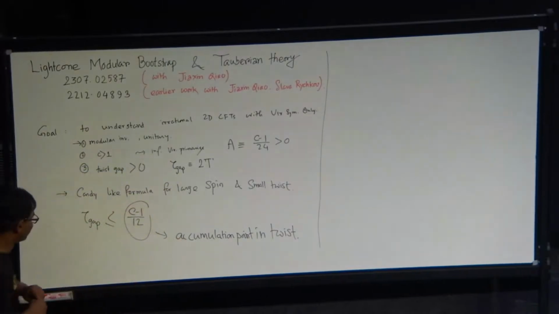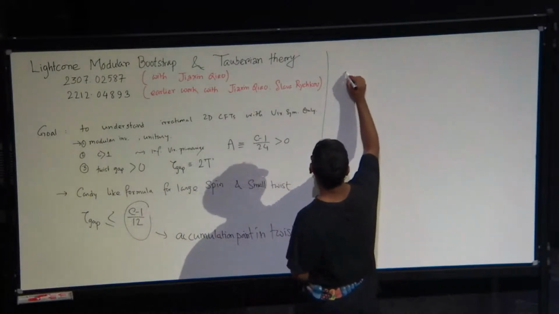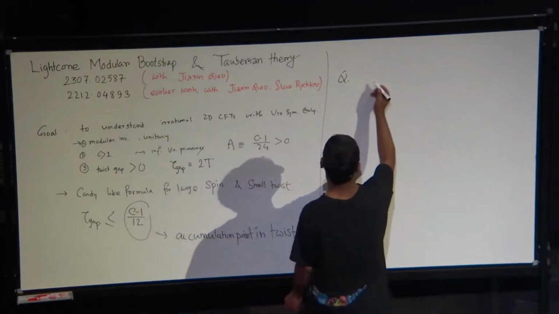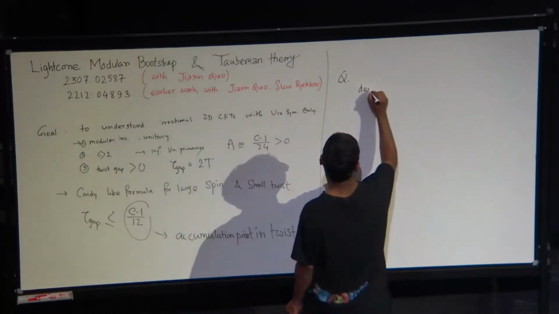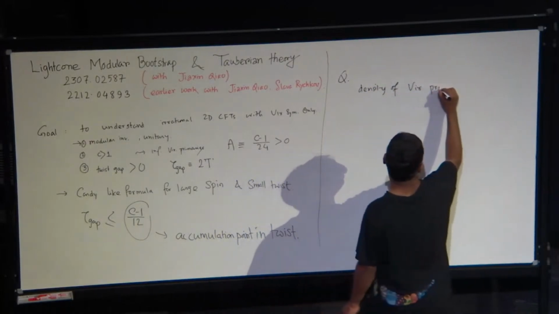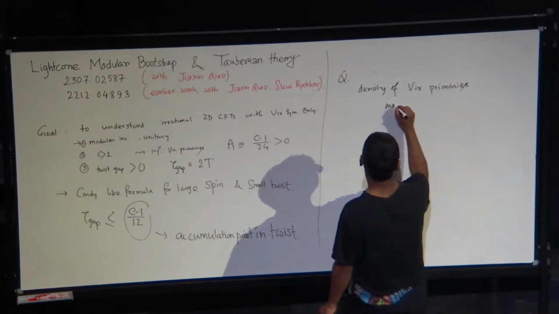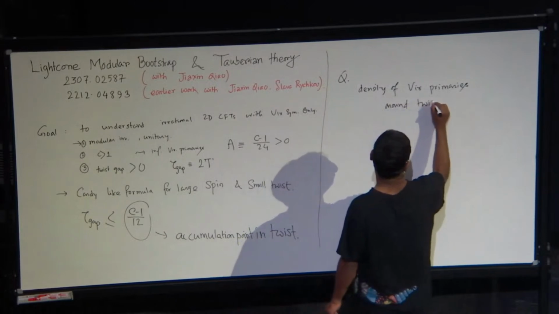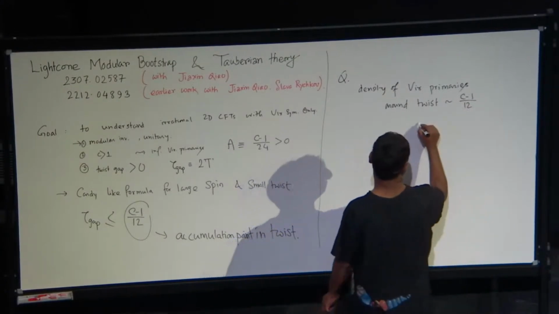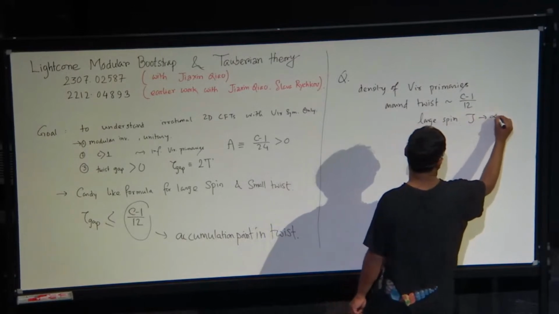Okay, good. So the question we are going to ask is, as I wrote here, we want to understand the density of Virasoro primaries around twist c minus 1 over 12 and large spin, where j goes to infinity.